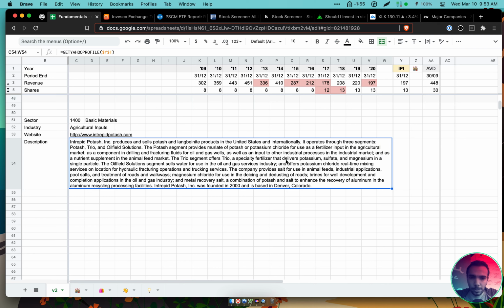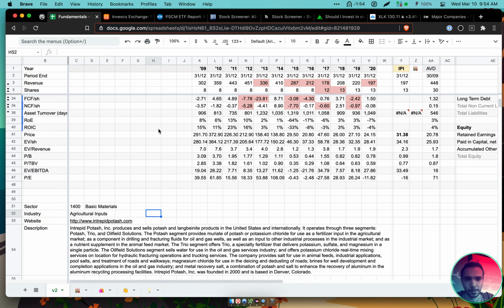Trio offers a specialty fertilizer, and oil field solutions segments sells water for use in the oil and gas service industry. Sells water? And offers potassium chloride real-time mixing services on location. It provides salt for use in animal feeds, industrial applications, pool salts, and treatment of roads and walkways. Okay, so a bunch of chemicals, basically. Interesting. So it seems like agriculture is the high-level thing, but it also does a bunch of other stuff.